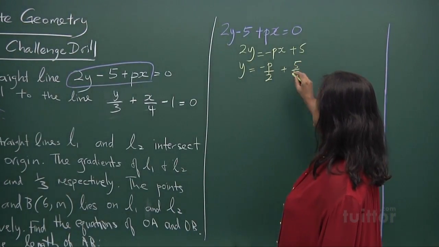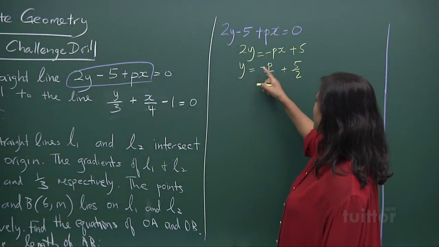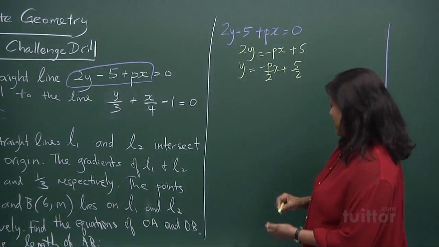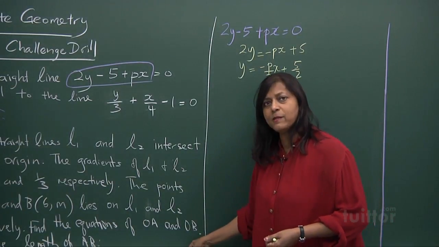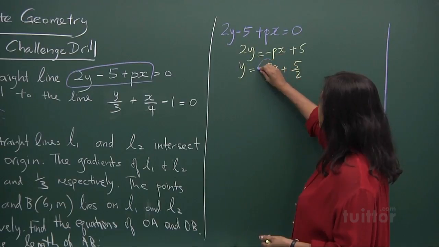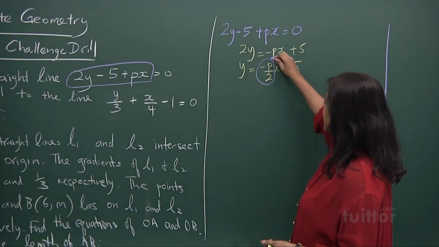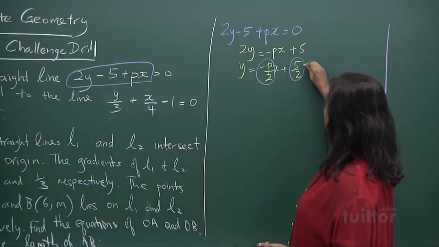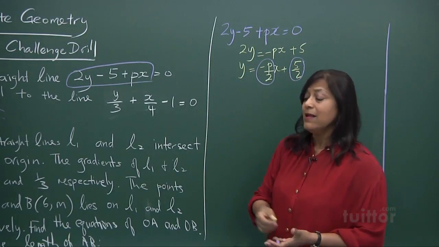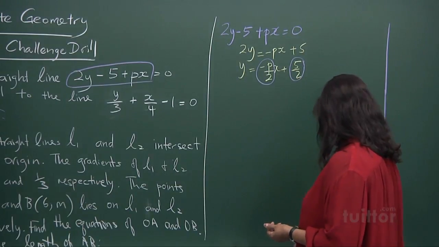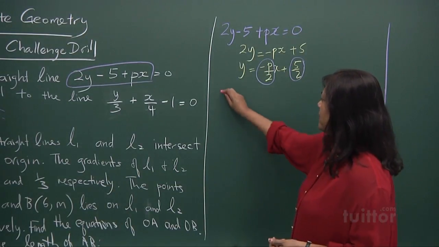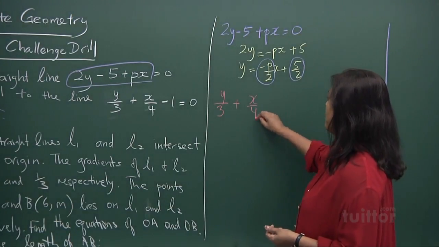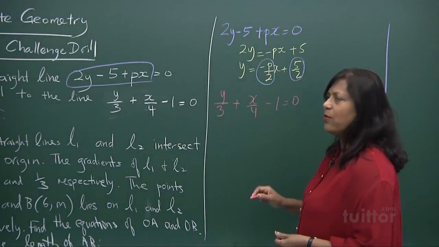So your gradient here, if you look at it, I forgot the x. Now if you look at the gradient, minus p over 2 will be the gradient. That's the gradient, mx plus c. This will be your c. Now we look at the next equation. What is the next equation? y over 3 plus x over 4 minus 1 is 0.